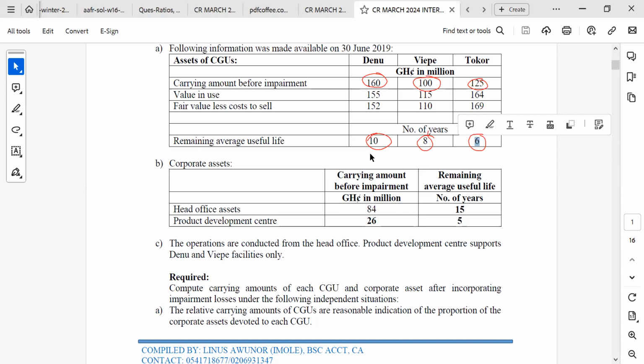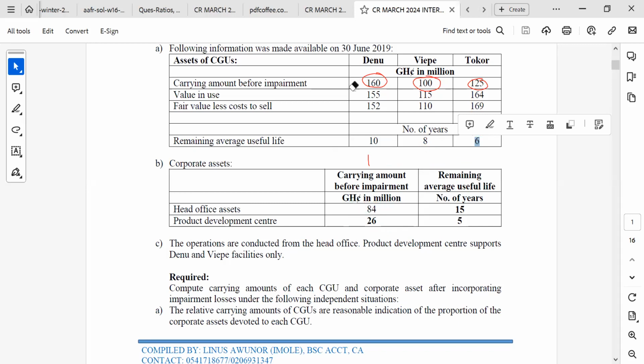Then the answer that we get is the value that we are now going to be using to apportion the carrying value of the corporate assets. So this will give us 1,600. This will give us 800. This will give us 750. And that was how we have the ratio of 1,600 is to 800 is to 750. Are we okay now? Thank you.